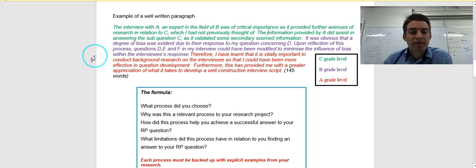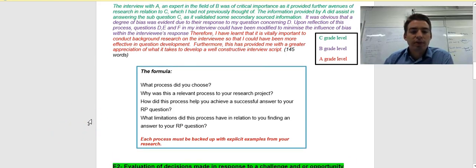Therefore, I've learnt that it is vitally important to conduct background research on the interviewee so that I could have been more effective in developing my questions. Furthermore, this has provided me with a greater appreciation of what it takes to develop a well-constructed interview script. So at the A level, really going that next step further to say, okay, this is what I should have done, and if I had gone and done this, here's what the result would have been.